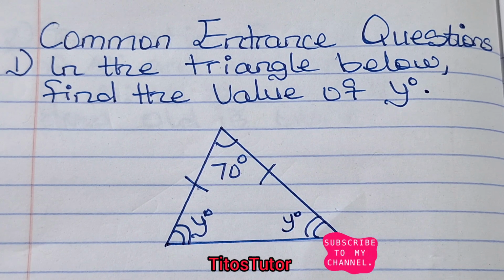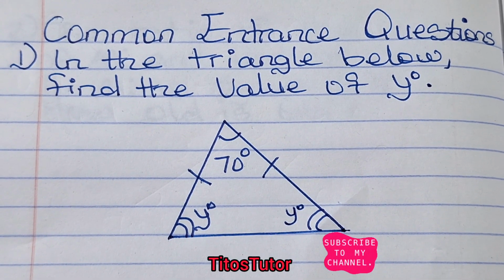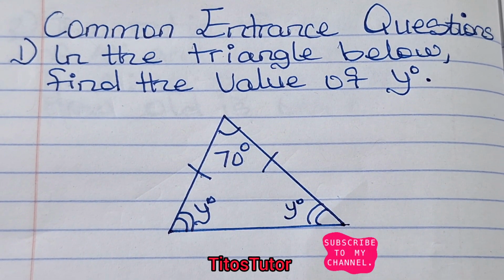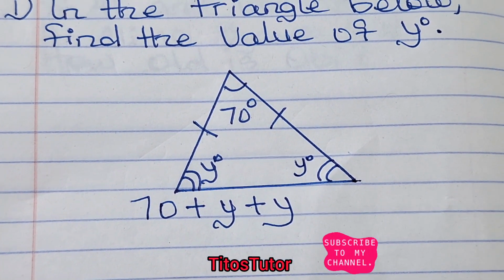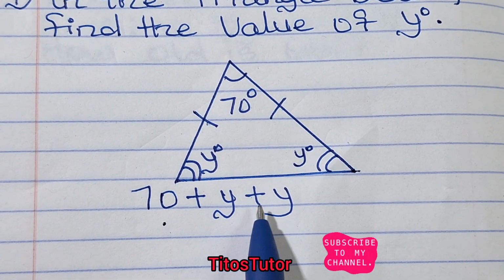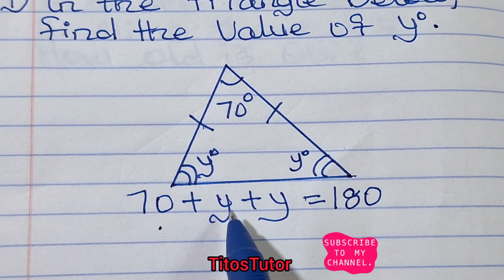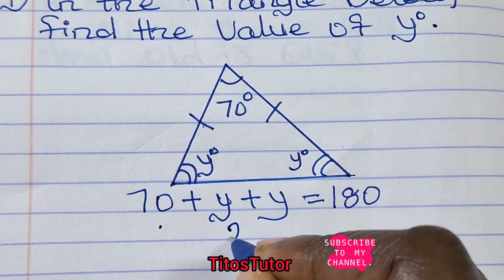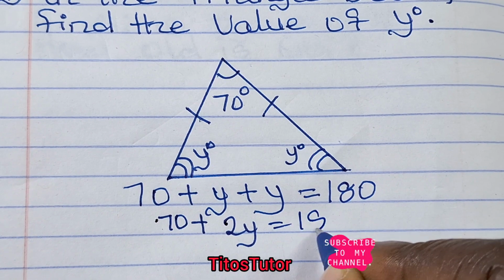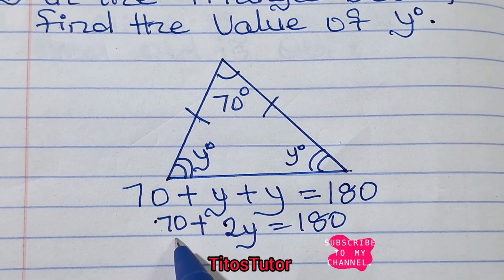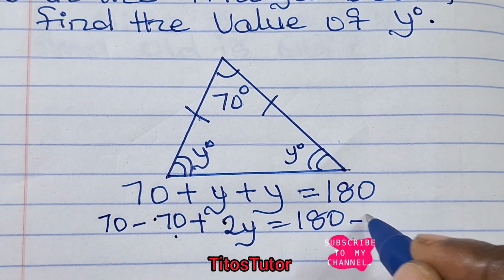Another theorem in triangles is the sum of the interior angles of a triangle always sum up to 180. That means 70 plus y plus y must be equal to 180. So y plus y is 2y plus 70 is equal to 180. Let's collect like terms. We're taking this 70 to the other side. It becomes minus 70, minus 70.